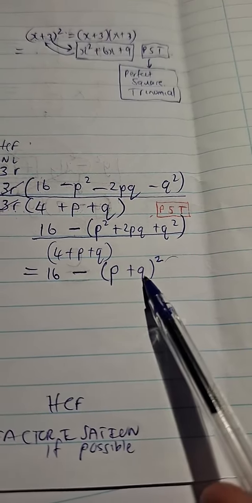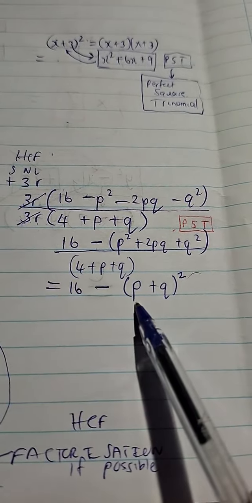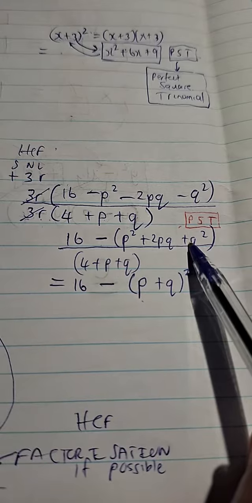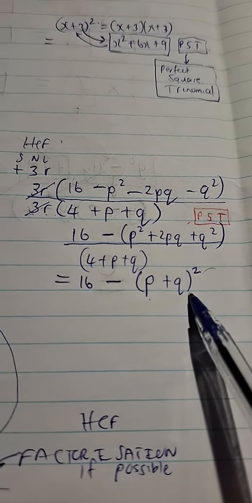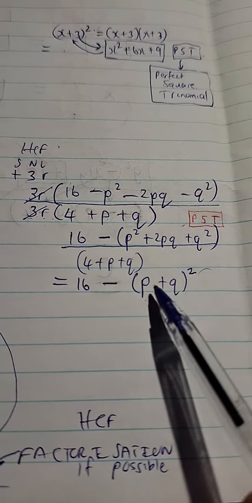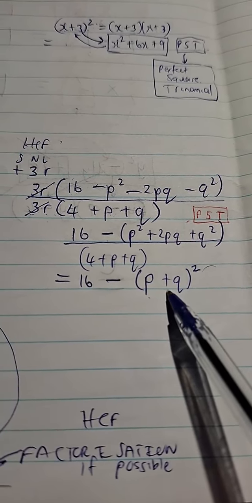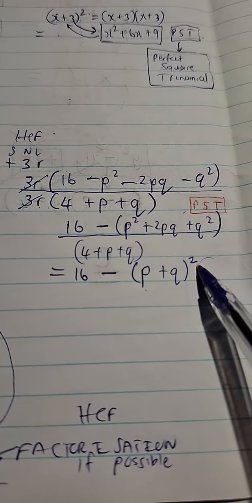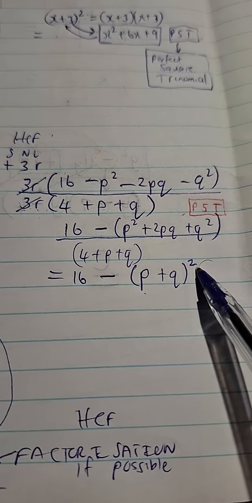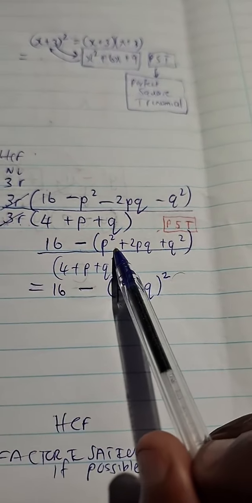The p, the q, and then the p plus the q, the whole thing squared. In other words, what I'm saying is that you take this and factorize it.